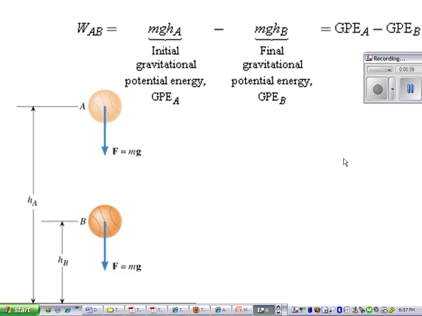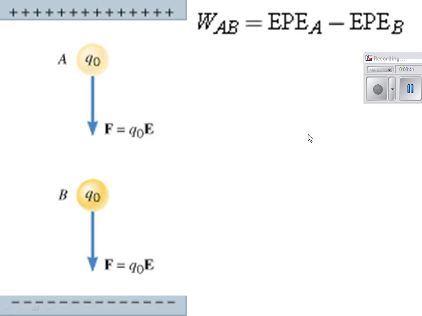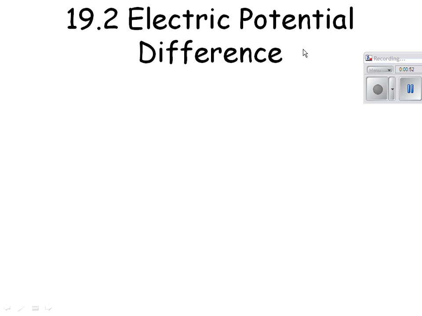Well, the same thing holds true for electric charges. The work we do in moving this charge from position B to position A is equal to the change in electric potential energy. That's final minus initial.